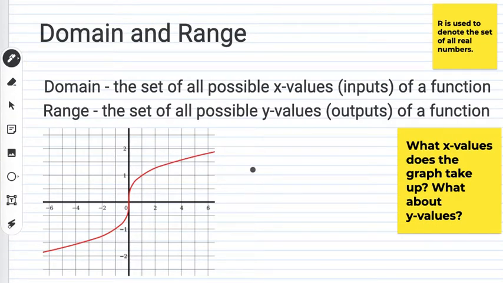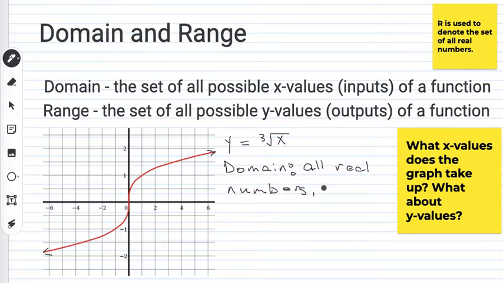Okay, so let's move on to our next function. This is the cube root function. The cube root function. And that's going to be the cube root of x. The domain is the set of all x values that the function takes up. And for this graph, it keeps on going to the right. So I'm going to put arrows onto the right side, and I'm going to put arrows onto the left side, because the graph is going to go all the way to the left. So that means the domain is all real numbers.